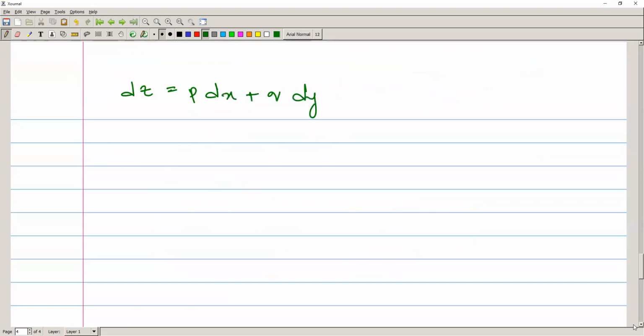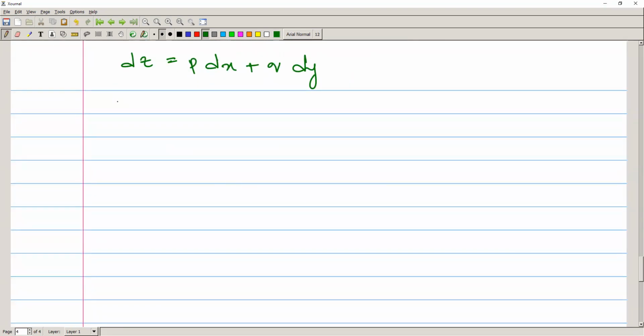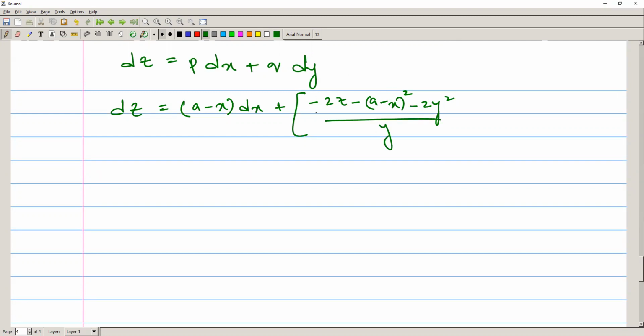So we can use this. So I will write a minus x in place of p because I found p as a minus x, and then the whole function that was negative 2z minus a minus x squared minus 2y squared, sorry, it's minus 2y squared, not plus, divided by y and dy.